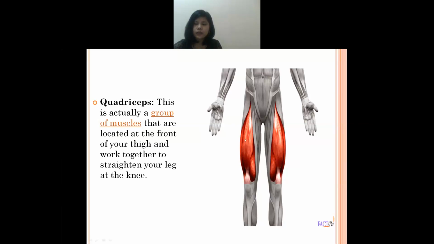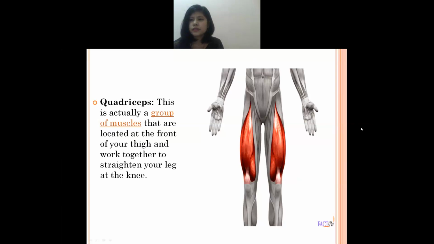Understand this quadriceps. Where are they located? They are located on both sides of your thigh. And they work together to straighten your leg at the knee. This is your knee. So they help you to straighten your leg. You can see.